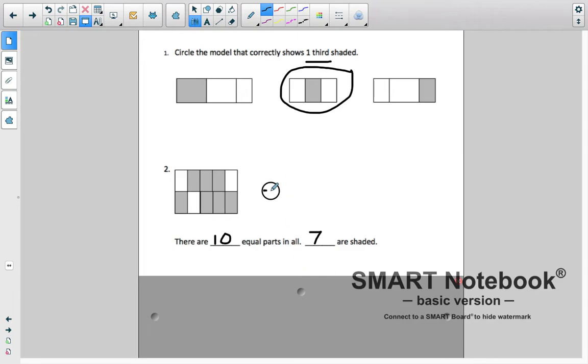This is a bonus question now that's not on your sheet. But what would this fraction be if I have 10 pieces in all and 7 pieces are shaded? Remember, the shaded part goes on top and the total equal pieces go on the bottom. So this fraction would be 7/10.